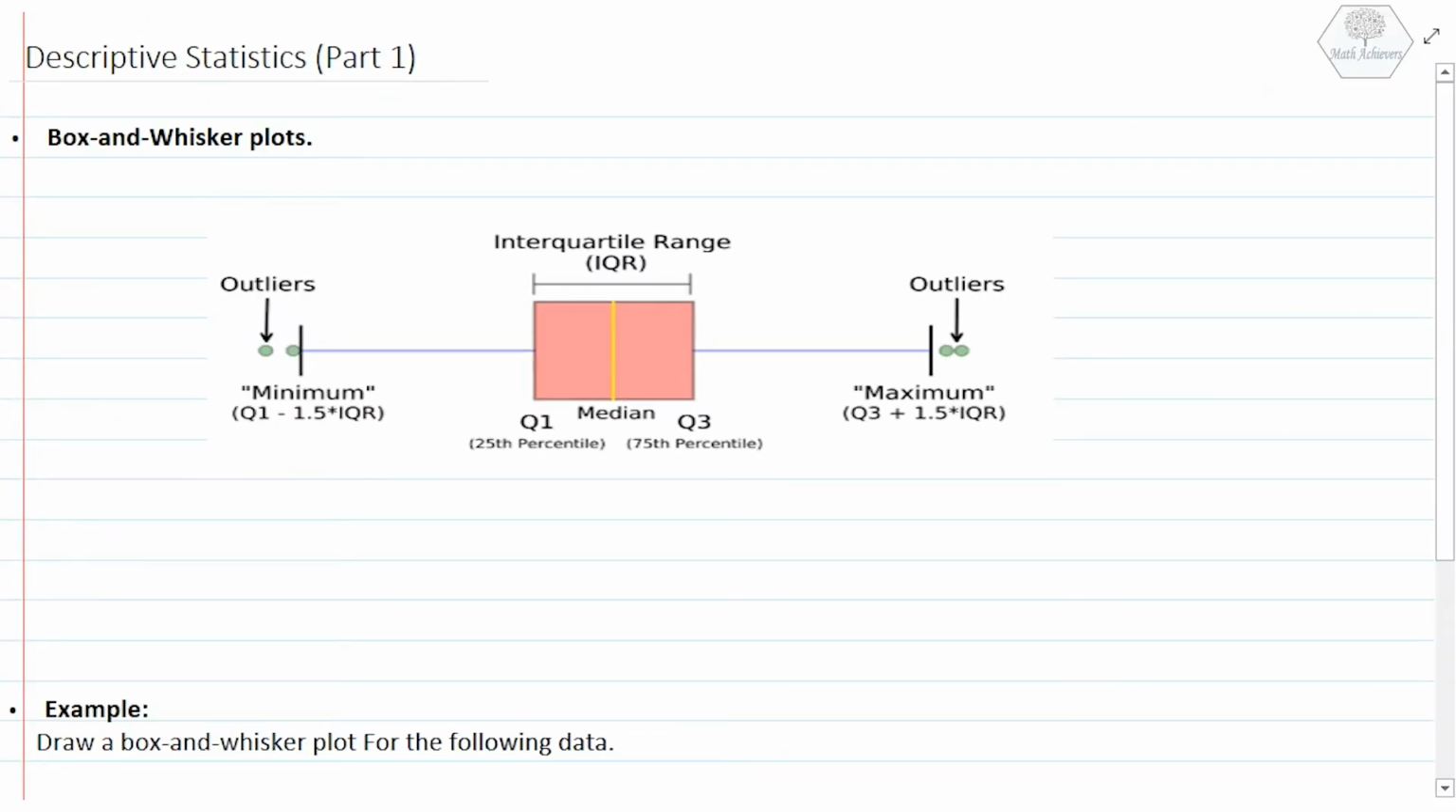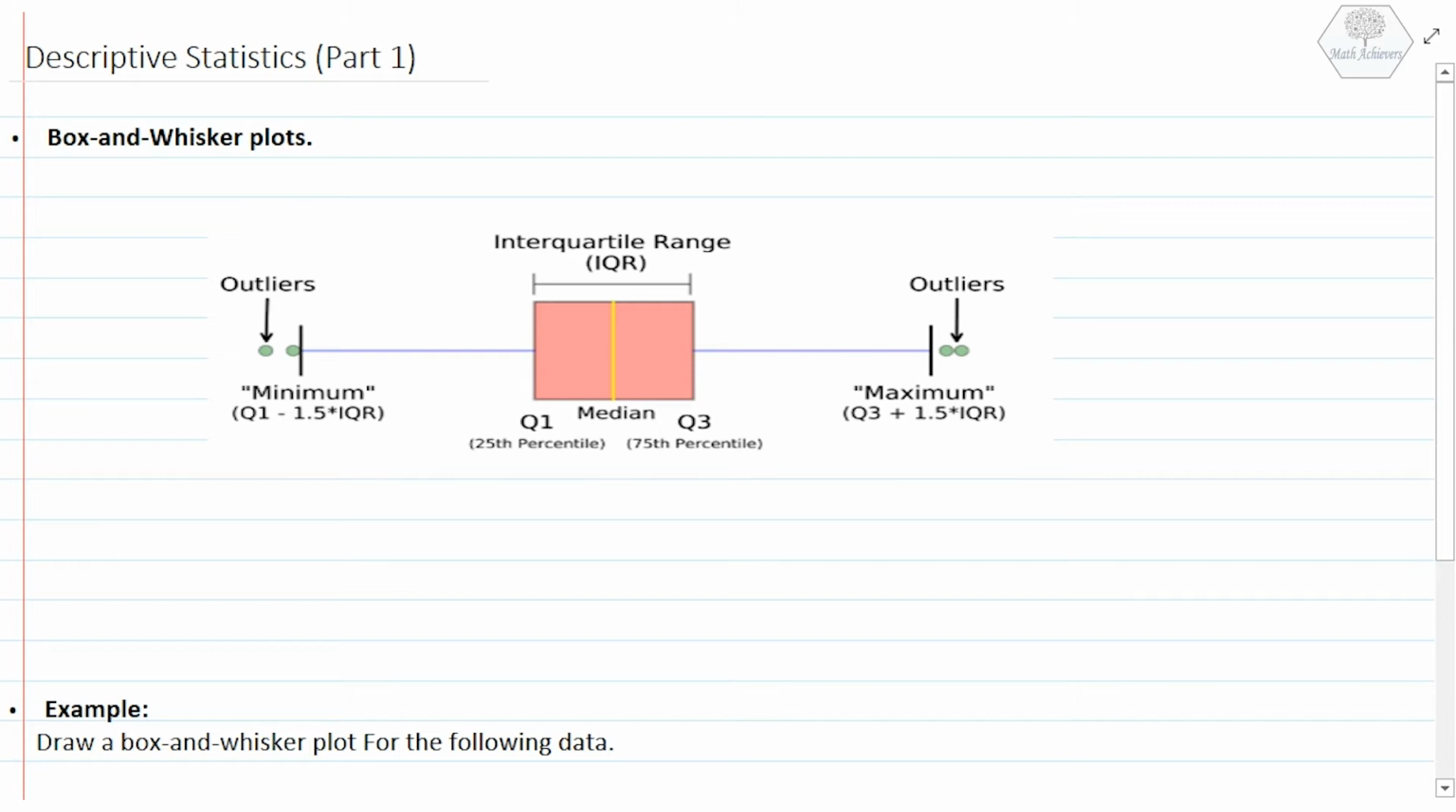Now let's talk about box and whisker plots. Box and whisker plots are another way of representing data. It's a very organized way that shows the quartiles, it shows the median, and it shows the outliers.